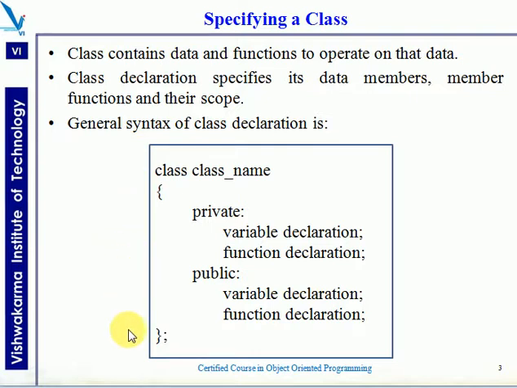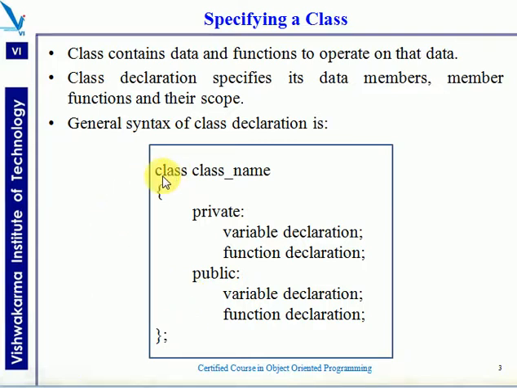So this is the syntax of class declaration. It contains two sections, private section and the public section. In both the sections, we can declare variables as well as functions. Private is the keyword used to prevent direct access to member variables or functions by the object. And public is also a keyword which can be used to allow objects to access the member variables of class directly.